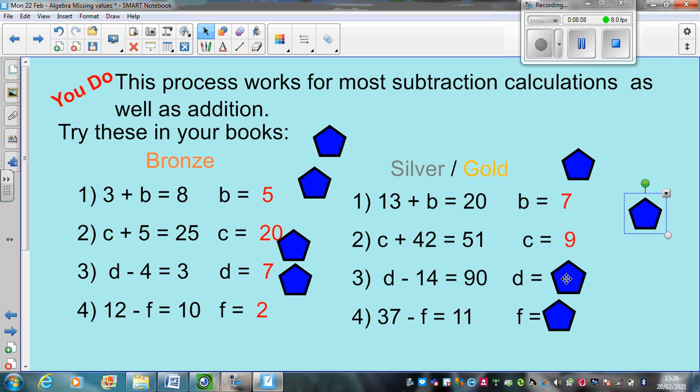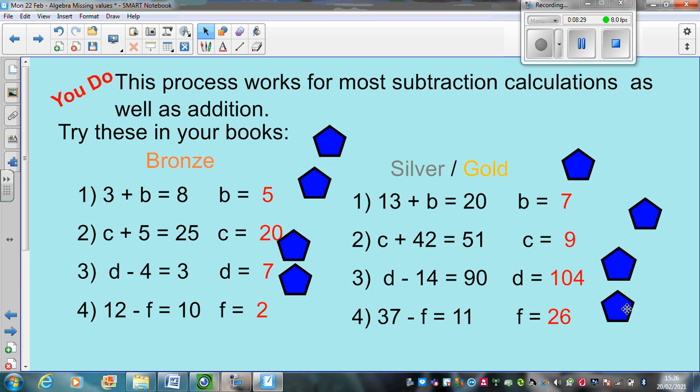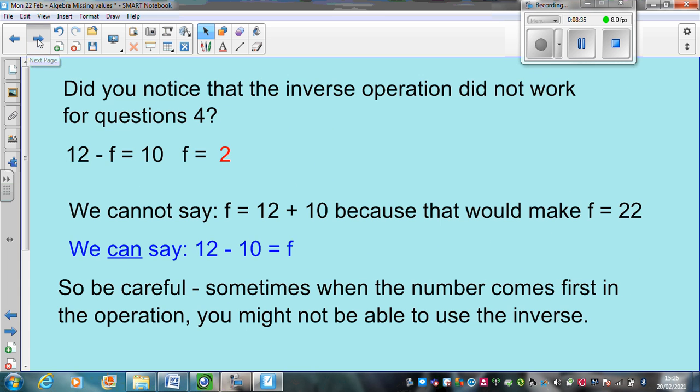Well, how can we do that? Let's do the inverse. 90 add 14 is 104. Then put it back into the calculation. 104 take away 14 equals 90. Yes, that works. 37 take away something equals 11. 37 take away 26 equals 11. So F must equal 11.